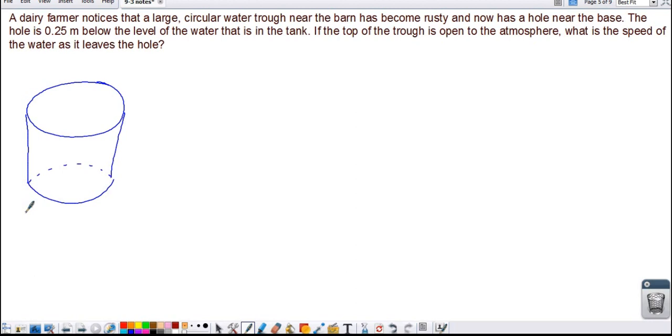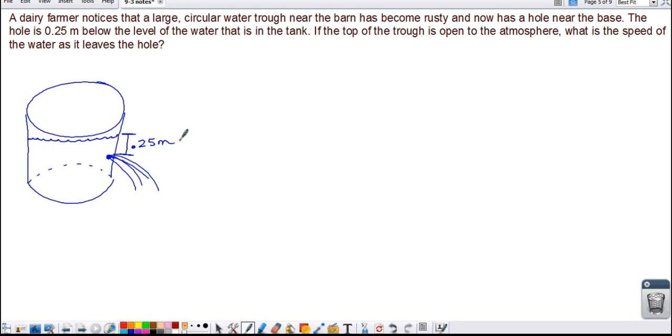So it looks something like this. And there's a hole that's 25 hundredths of a meter below the level of the water in the tank. So let's say that it's filled to about this level. Okay? So the hole right there, water comes spurting out of it, and that hole is 0.25 meters below the water level.